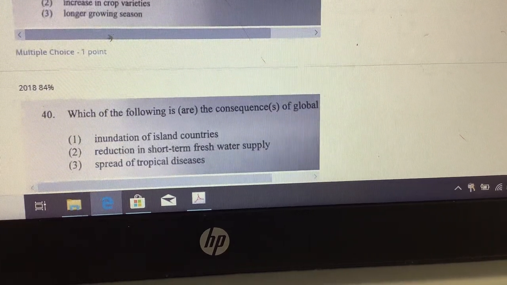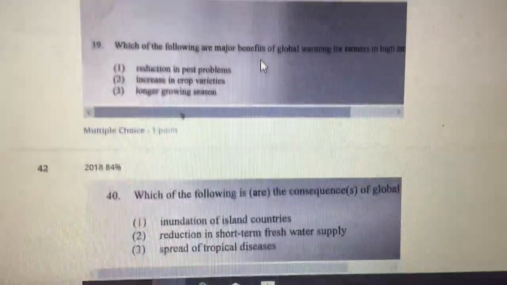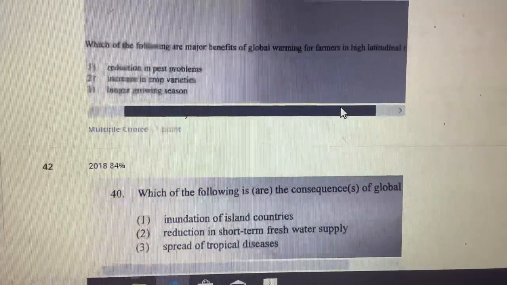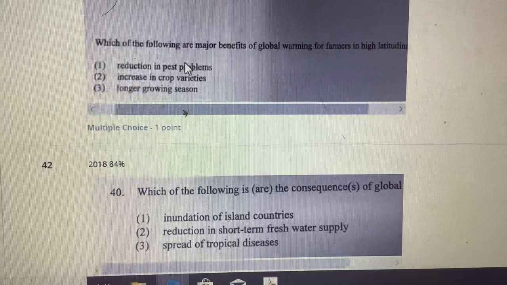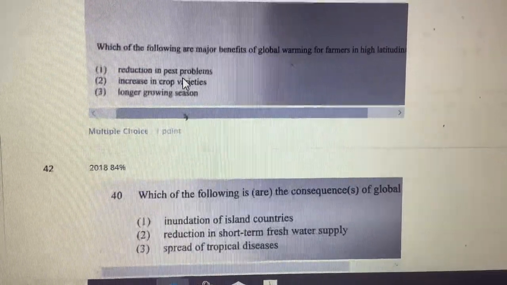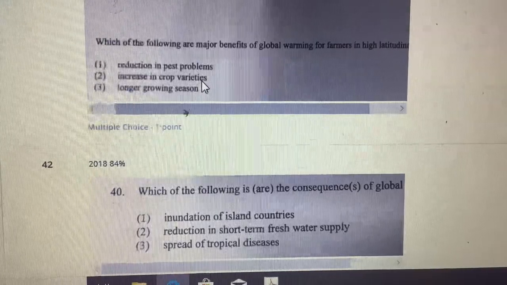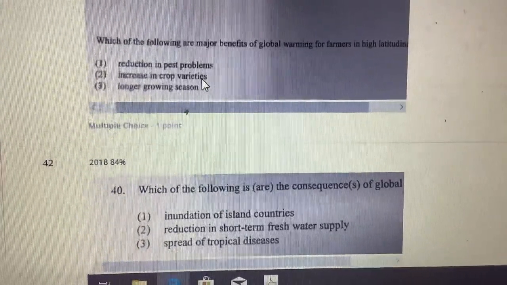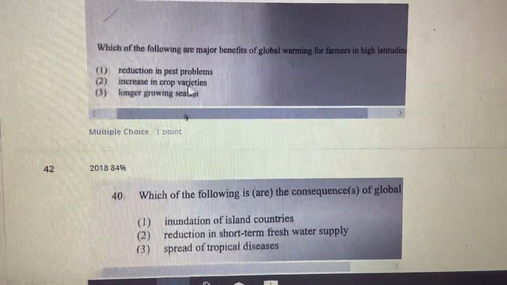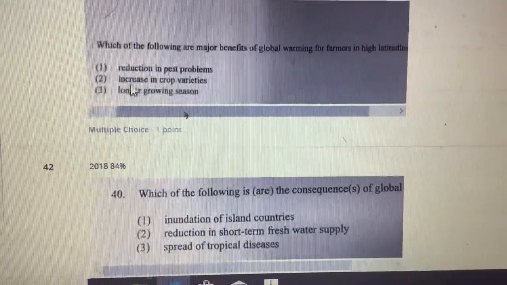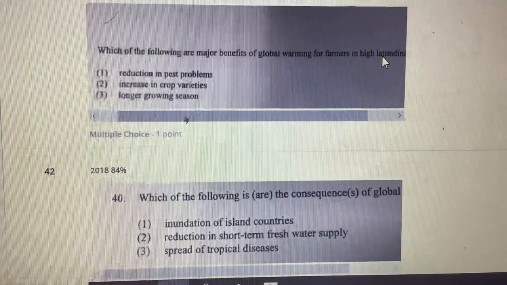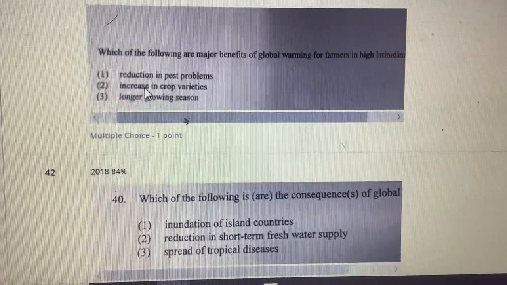Sorry. And then, which of the following are the benefits of the global warming for the farmer in the higher latitudinal regions? Okay. Reduction in pest problem, true. As I have said, the locusts before, okay? Increase of crop variety, true, because previously we cannot grow the hotter species, okay? But right now, in the higher latitude, we can grow hotter species. Okay, number two is correct. Number three, longer growing season, which is also correct, because longer daylight means longer growing season. Number two and number three is correct.